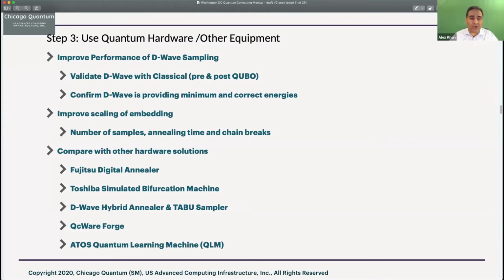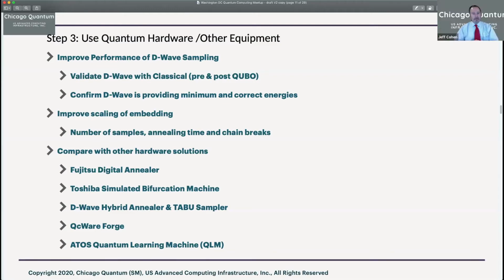There's an opportunity to try out other tools like the Fujitsu Digital Annealer and the Toshiba Simulated Bifurcation Machine, or D-Wave also has a hybrid annealer, which we have looked at. And the Taboo sampler, QC Forge has a modified version of an annealer. They use D-Wave, but they claim that it's faster and better. And then ATOS also has a quantum learning machine. So there are other ways of solving this problem and comparing results between D-Wave and these other tools. And again, the classical ones we'd already done, so we're obviously comparing against the classical as well.